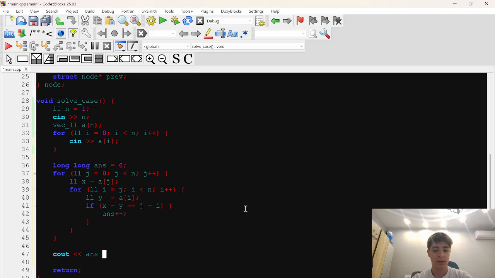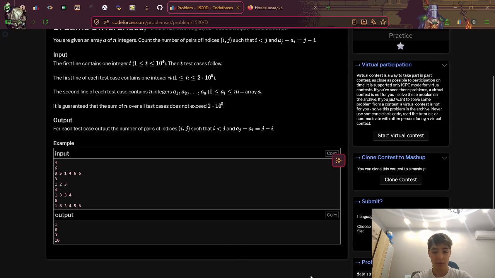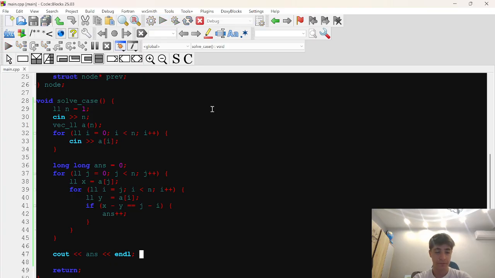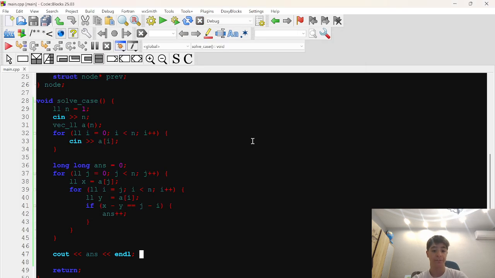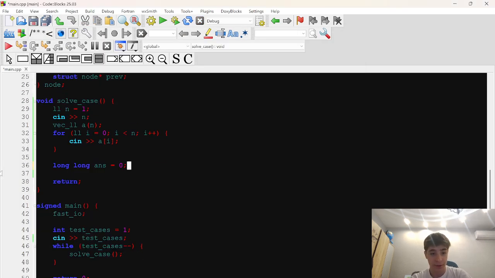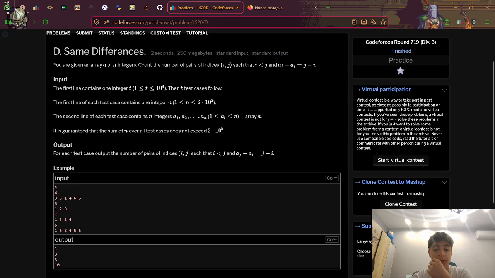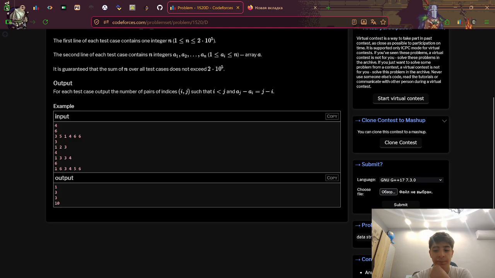Print out answer. It gives 13310. No, not even close. So my brute force is not even working. I mean, we need to try something mathematical. I just don't know what. What if we sort that? I think so. We haven't lost, so it's not a problem.